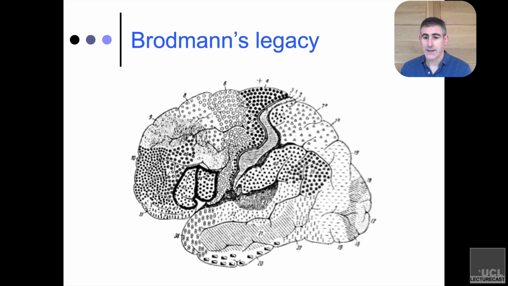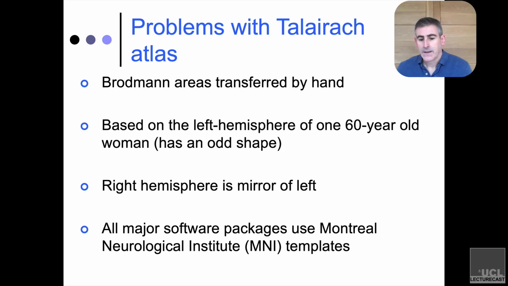So that's why we're not taking these Brodmann areas seriously when we're taking them from the Talairach atlas. There are other ways to get Brodmann's information, and we'll talk about them. So this is kind of repeating things that we've talked about before. The Brodmann's areas were transferred by eye onto the atlas, so they're not very meaningful.